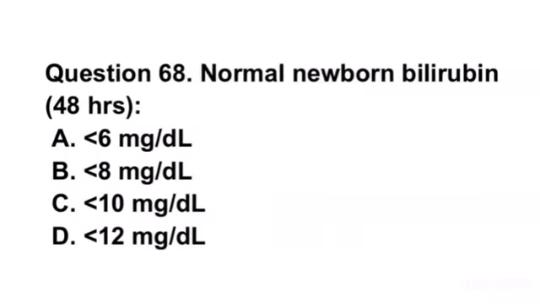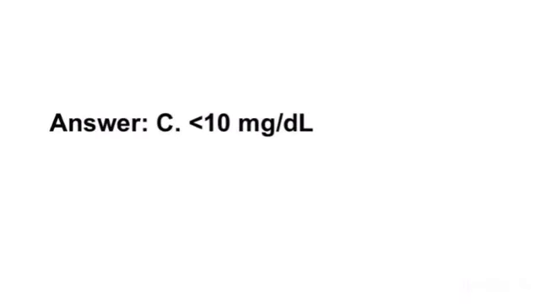Question 68. Normal newborn bilirubin, 48 hours. A. Less than 6 milligrams per deciliter. B. Less than 8 milligrams per deciliter. C. Less than 10 milligrams per deciliter. D. Less than 12 milligrams per deciliter. Answer: C. Less than 10 milligrams per deciliter.